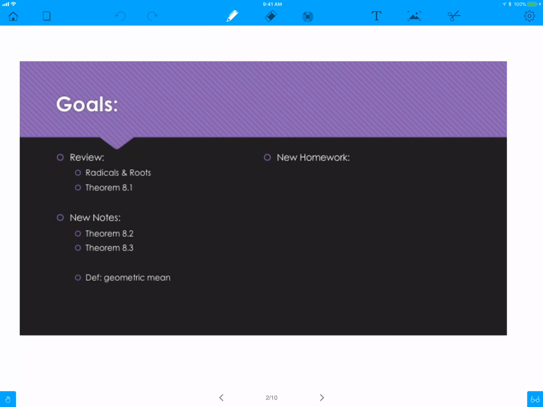I want to do a quick review of Theorem 8.1. Let's review that. If you don't know 8.1, we won't be able to do the rest of these theorems. The new ones today, we got to talk about these two. I don't want you to memorize the two theorems, 8.2 and 8.3. I want you to know the formula that I'm giving you with these. Like, how do you set it up? That's what we need to do today. So I'm going to go through those pretty quick.